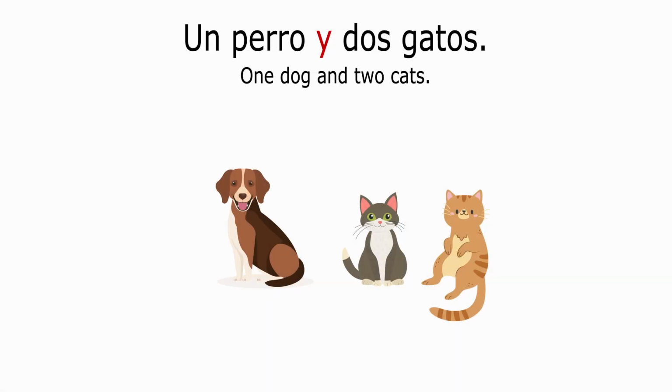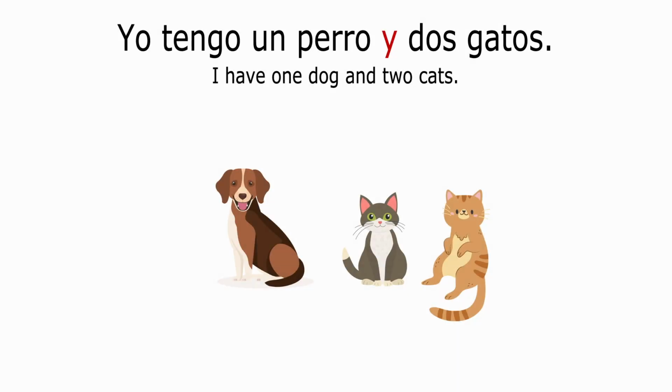How do we say one dog and two cats? Un perro y dos gatos. How do you say I have one dog and two cats? Yo tengo un perro y dos gatos.